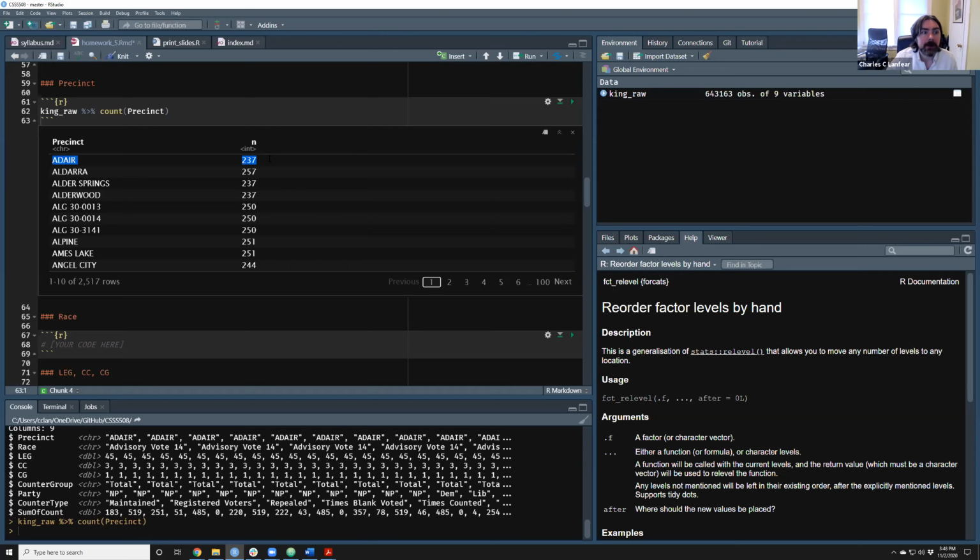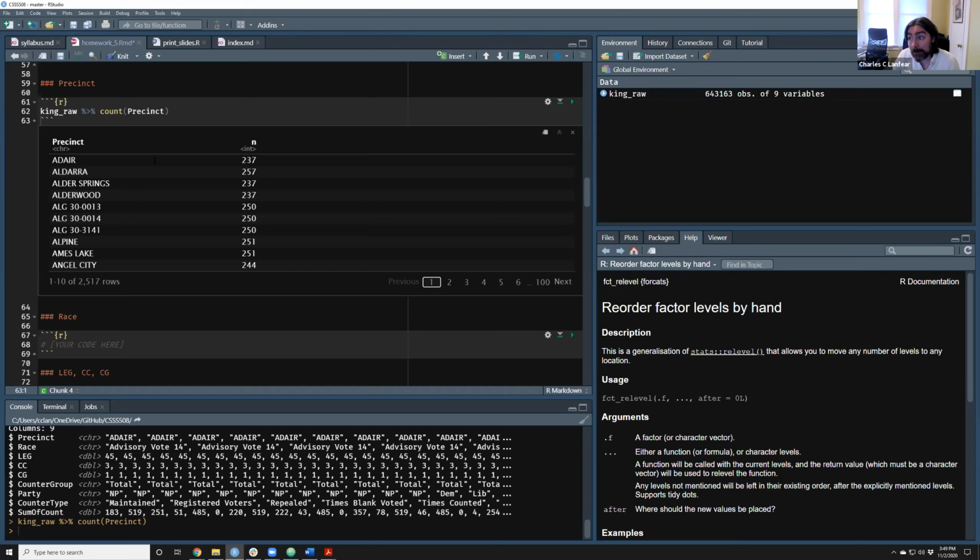Yeah. So this is already kind of interesting, right? For a single precinct, Adair, there are 237 rows of data. So this is really quite long data. If you want summary information about an individual precinct, you're somehow going to be aggregating up 237 rows for that one. If you look at the next one, Aldara has 257. Some of these, like ALG 300013, no idea what that is, has 250. So there's already a different number of rows for each one of these precincts. This is some sort of interesting data structure.